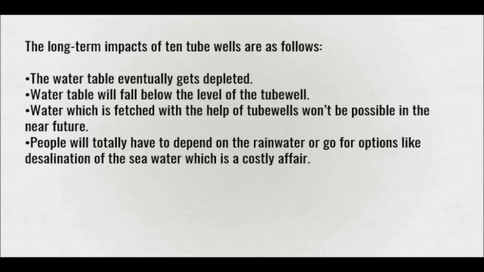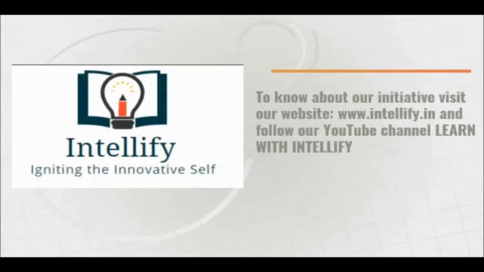The water table will eventually get depleted. Water table will fall below the level of the tube well. It won't be possible to fetch water with the help of tube wells in the near future. People will have to completely depend on the rainwater or go for options like desalination of seawater, which is a costly affair. Save water, save life.